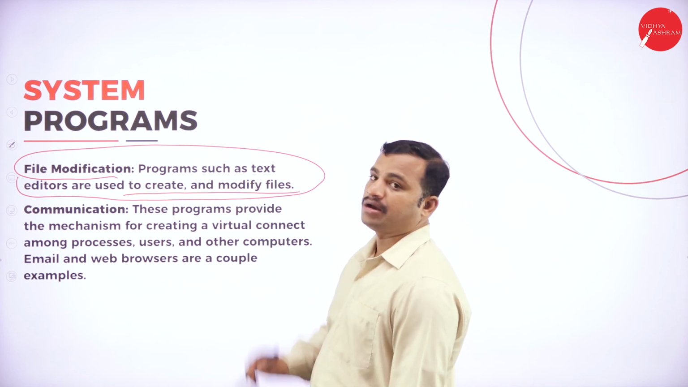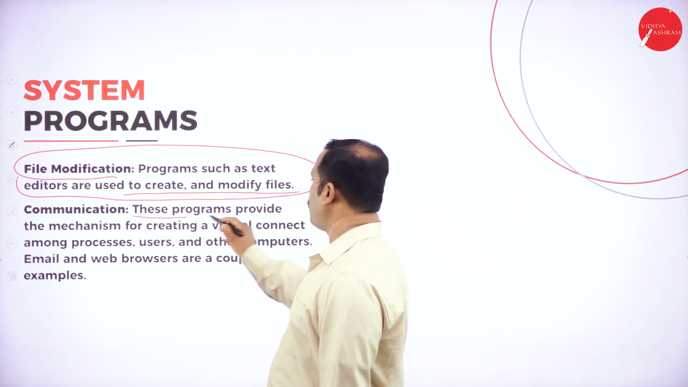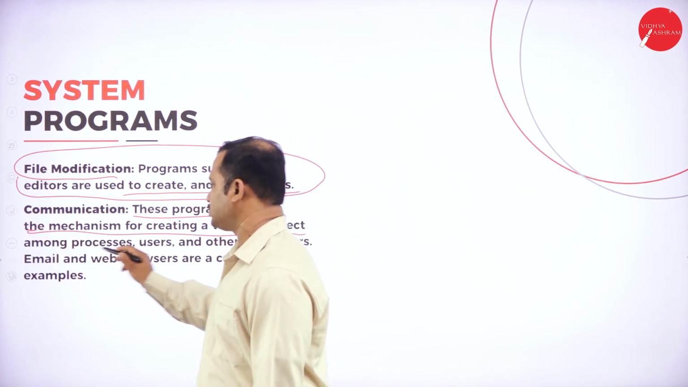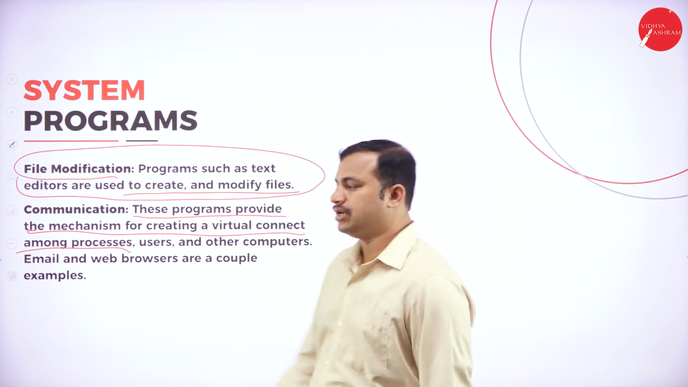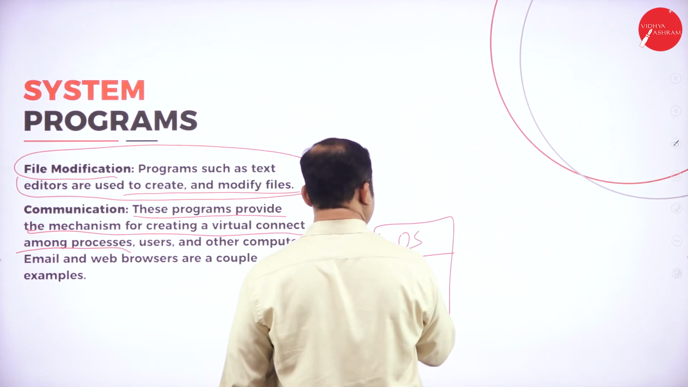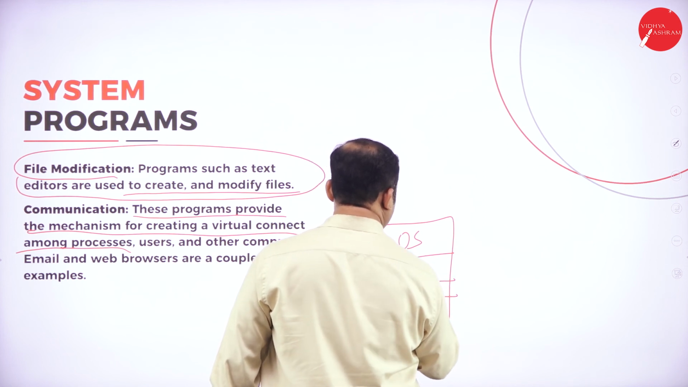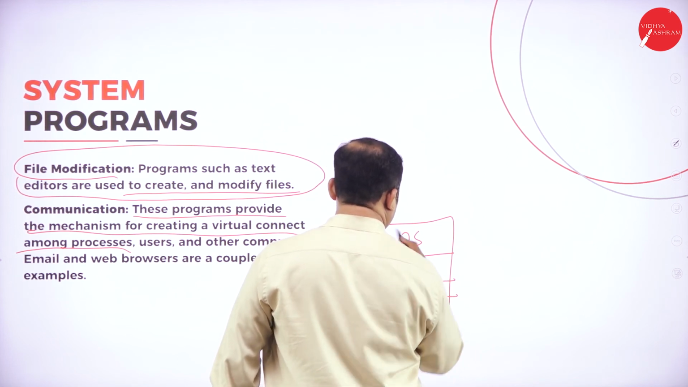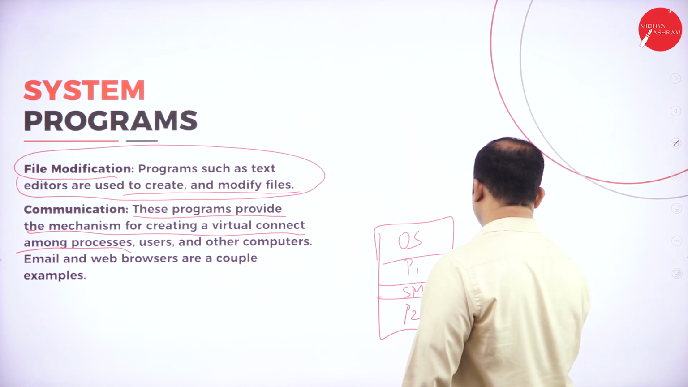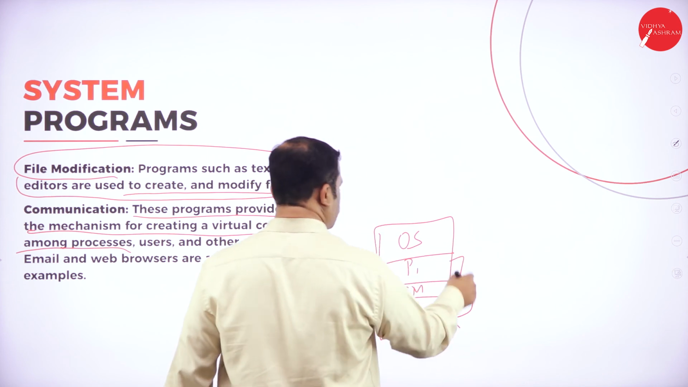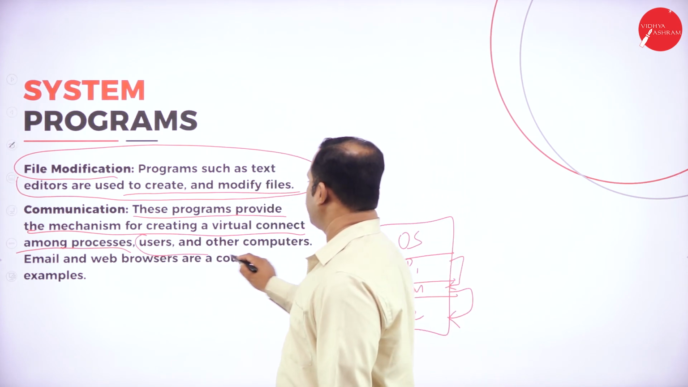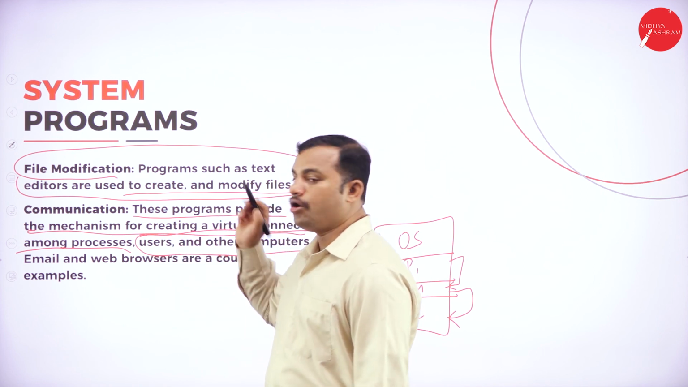Finally, we have communication. These programs provide a mechanism for creating a virtual connection among processes. It is not a real connection, it is a virtual connection, which is done by the operating system. The operating system is responsible for communicating with the different processes. The shared memory is shared and the data is fetched from here to here. So the communication is passing here. The virtual connection is also done by the operating system.